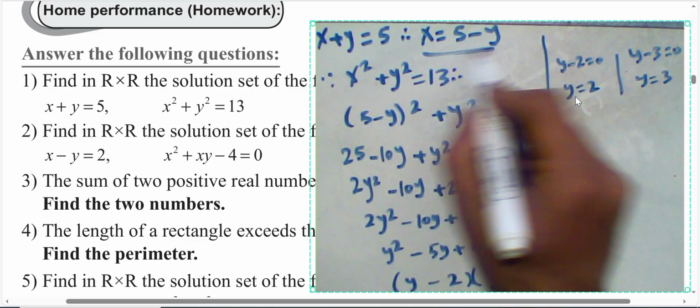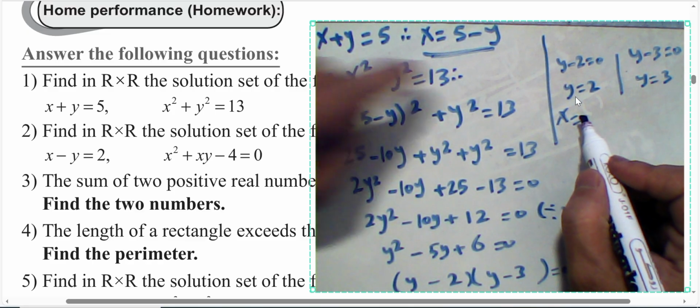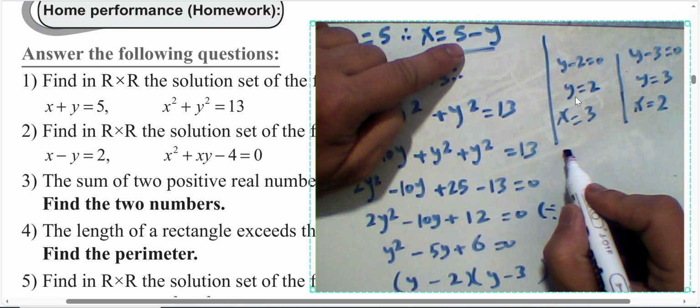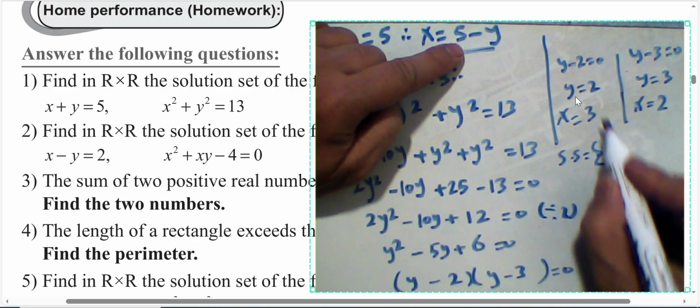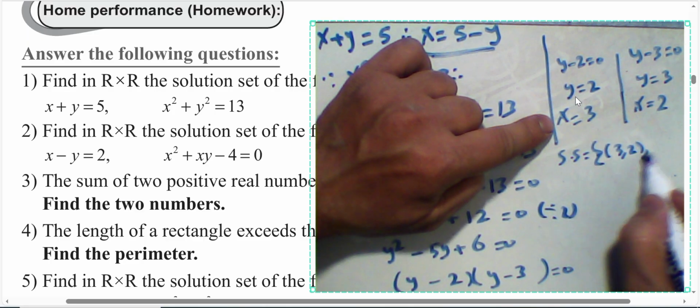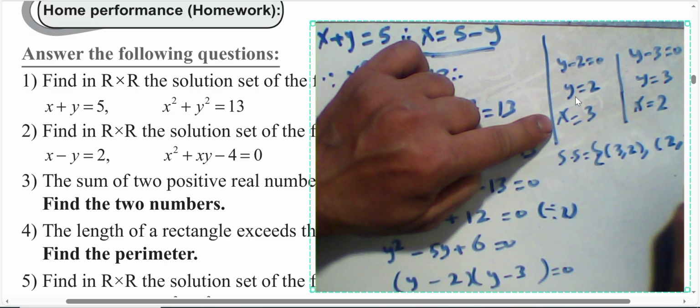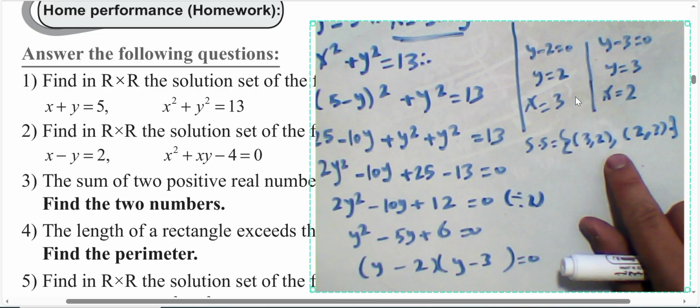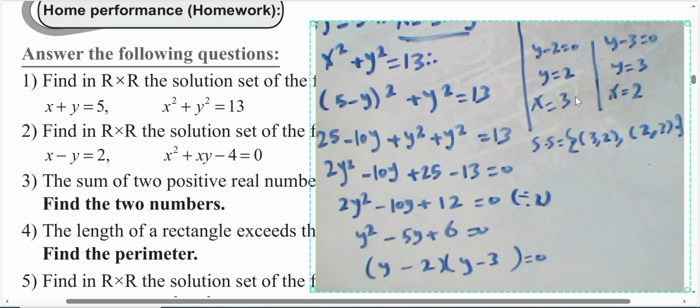We have x equals 5 minus y, then the value of x equals 5 minus 2, which is 3, or x equals 5 minus 3, which equals 2. So the solution set will be: the first is 3 and 2, and the second is 2 and 3. The solution set in real numbers is 3 and 2, and also 2 and 3. We have 2 points. Okay.